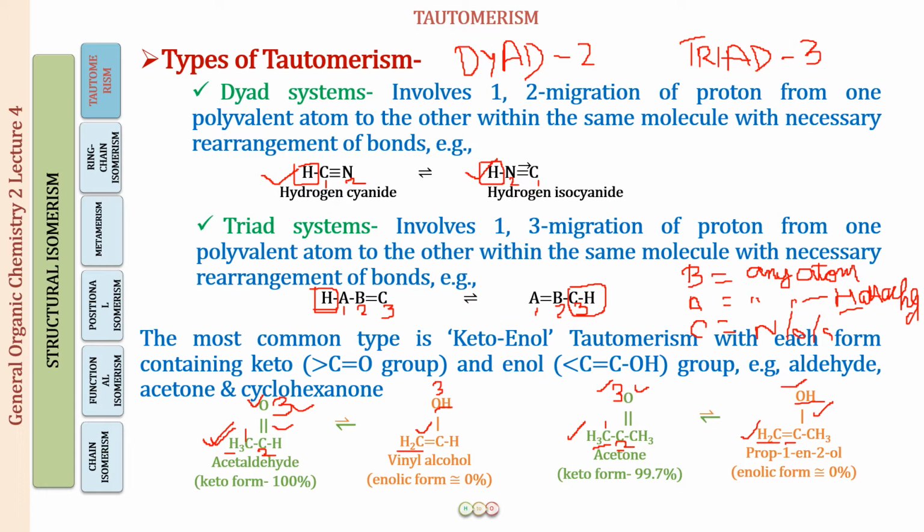Again, in this the keto form is 99.7% and the enolic form is almost 0%. This means that the keto form is more stable than the enol form. Generally in keto-enol tautomerism, the keto form is more stable than the enol form, but there are some exceptions where the enol form is more stable than the keto form. Again, all this we will discuss in the next lecture.